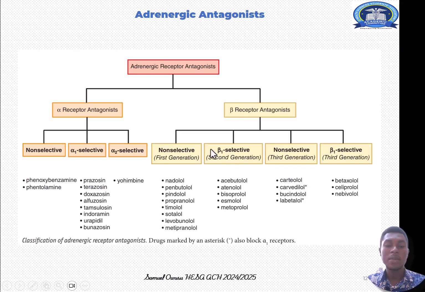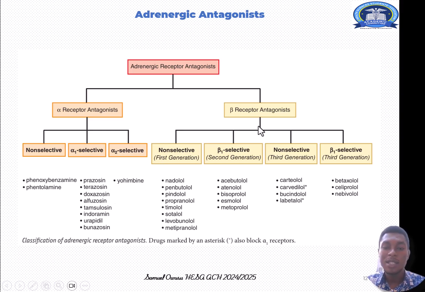So this is what I mean by the adrenergic receptor antagonists. We have alpha receptor antagonists and beta receptor antagonists, selective and non-selective. Non-selective alpha antagonists are phenoxybenzamine and phentolamine. Phenoxybenzamine, pheochromocytoma. Phentolamine is reversible, while phenoxybenzamine is irreversible. So all the long letters are for phenoxybenzamine. Then we have alpha 1 selective: all the -osins, prazosin, terazosin, doxazosin, alfuzosin, tamsulosin. Then alpha 2 selective, we have yohimbine.